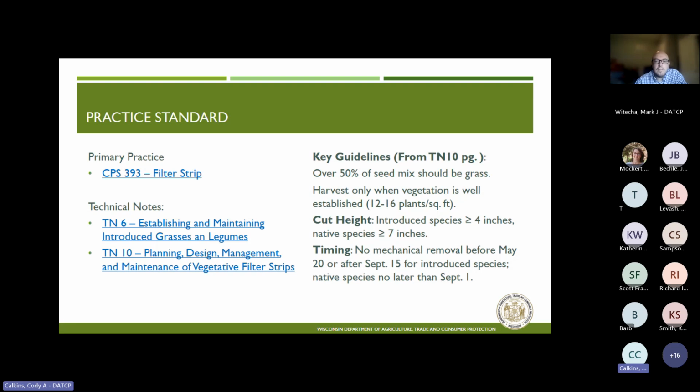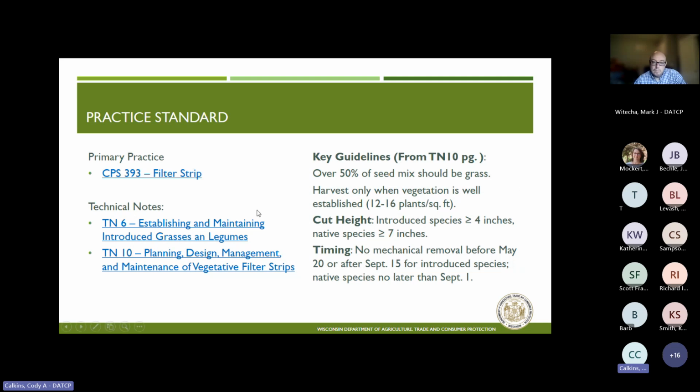And then we're not talking about native species, so I can probably eliminate that from these slides. We're really only considering doing introduced grasses and legumes, not natives. And then the timing is important as well because we don't want to disturb the nesting season. There should be no mechanical removal before May 20th or after September 15th for those introduced species.